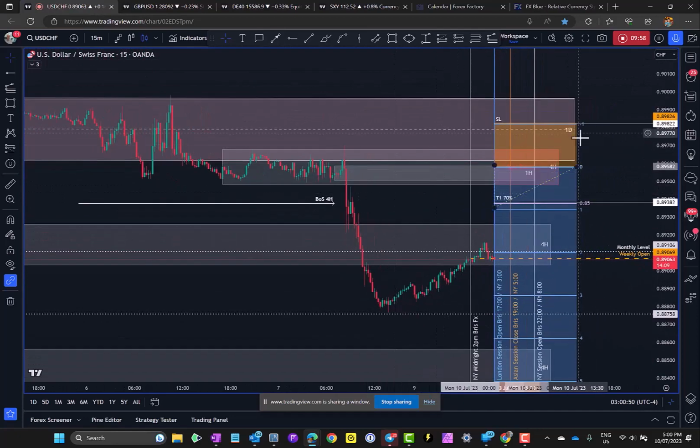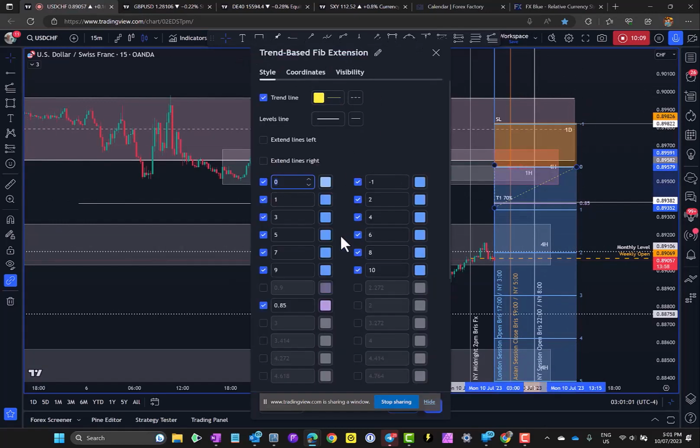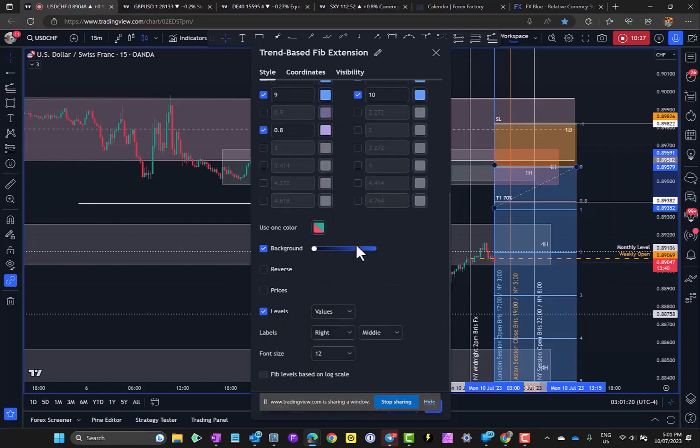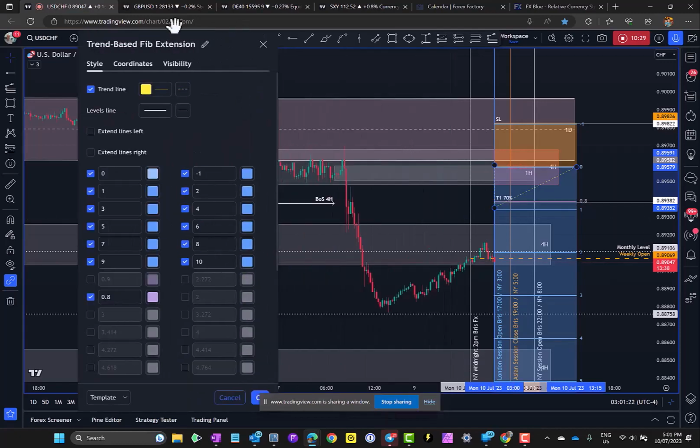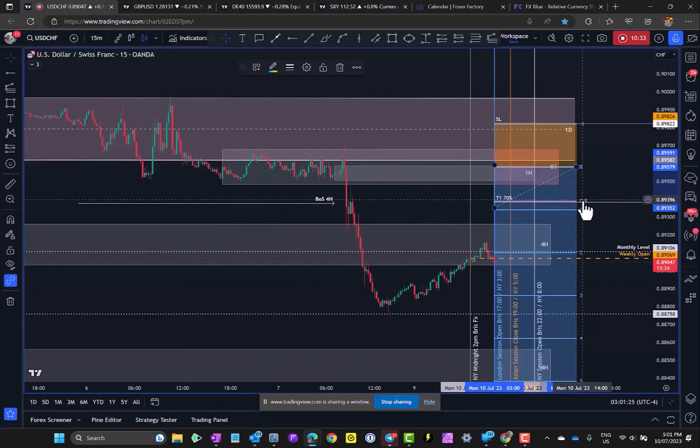I was going to show you this. Okay, so this is the trend-based fib extension, and what I've done with it, I've messed around with it. You can pause the video and see, -1 up here. I've got 0, -1, then 1, 2, 3, 4, 5, 6, 7, 8, 9, 10. And then I've got this 0.85, so that's the range, even between 0.8 and 0.85. See here, 0.8 to 1-to-1, that's where I like to TP in this area.